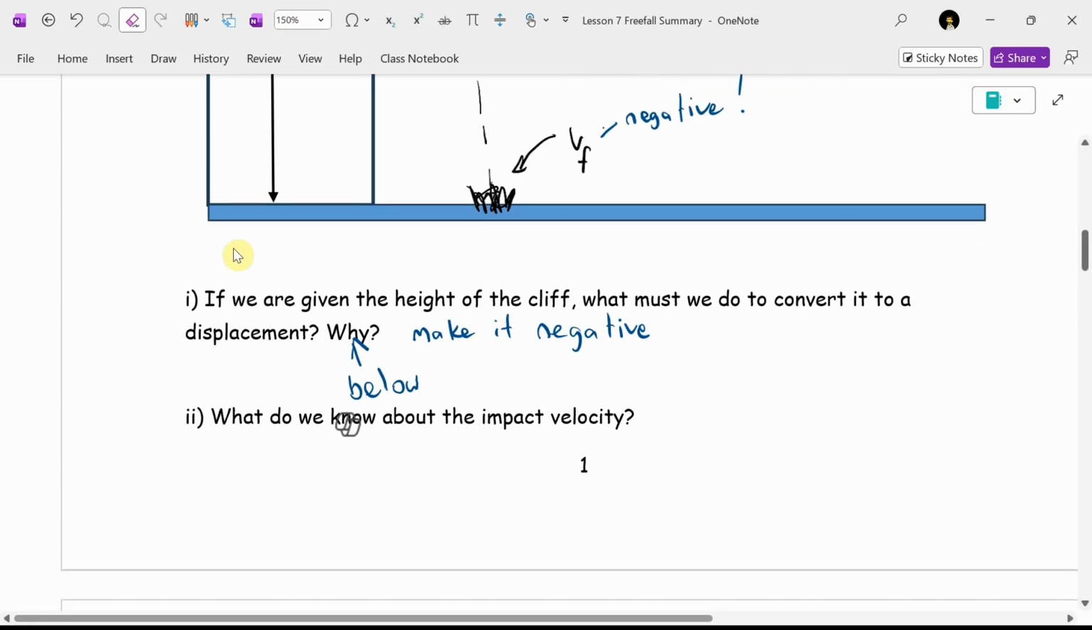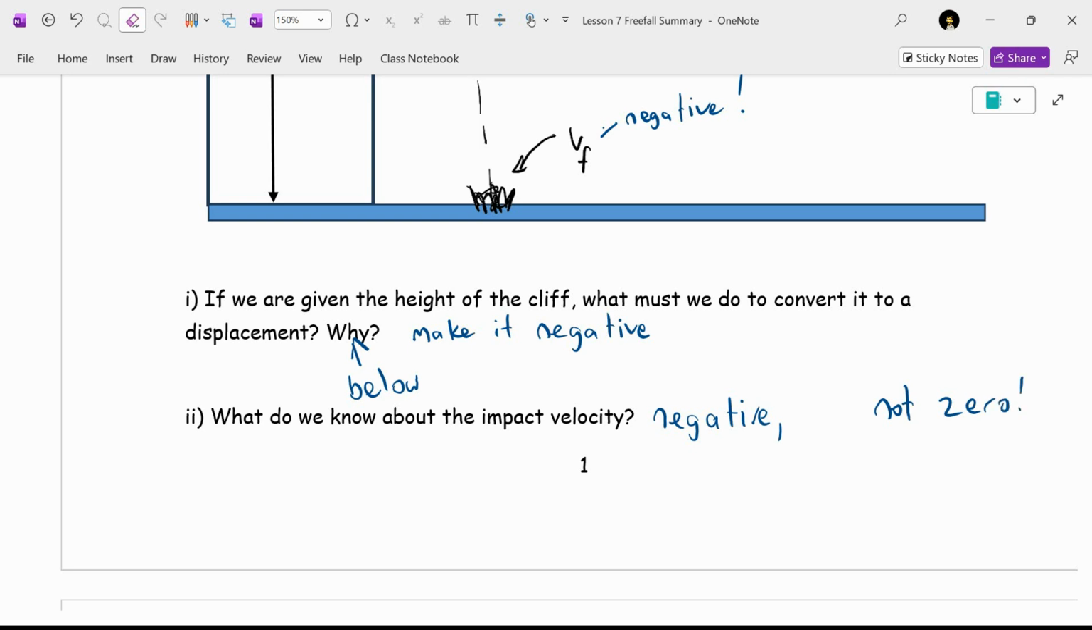And what do we know about the impact velocity? The impact velocity is negative, and it is not 0. How would you figure out the impact velocity? You would either use VF equals AT, VI is 0, so you wouldn't need to write that, or VF squared equals 2AD. But if you use the squared one, your calculator will give you a positive answer, and you'll have to overrule it.